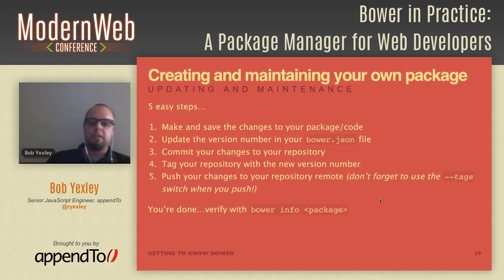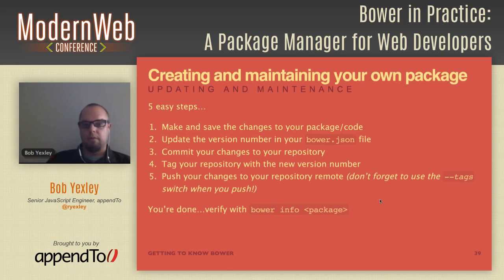So there's really 5 steps. I try to make this as simple as possible, but first thing you need to do is make and save the changes to your package or code. Pretty simple. We all do that. Update the version number in your bower.json file. There's a couple ways you can do this. The obvious one is to do it manually, but there's also some tools that can help you do this in an automated fashion that can be helpful, and I'll talk about those in a little bit.